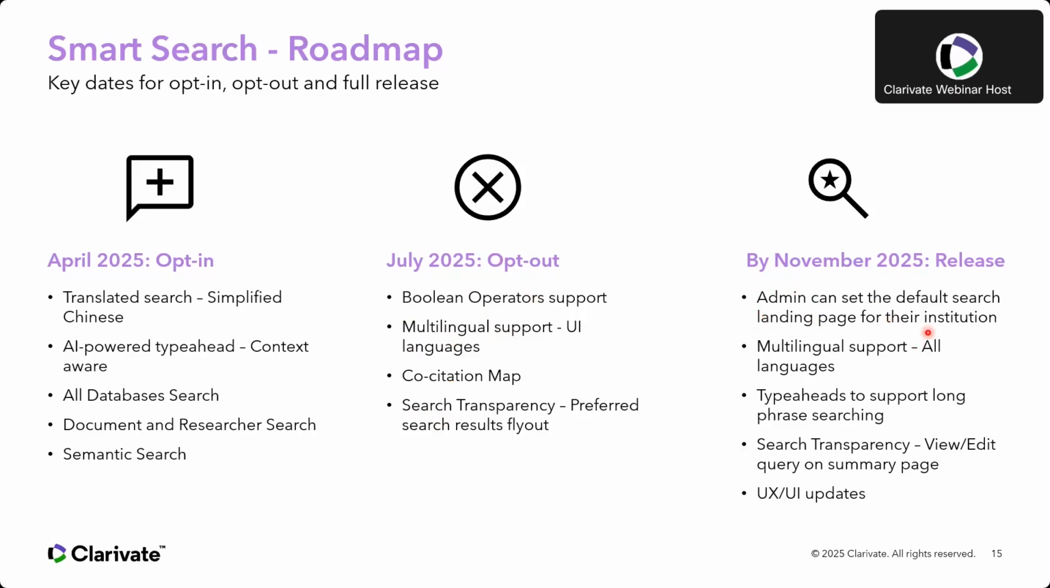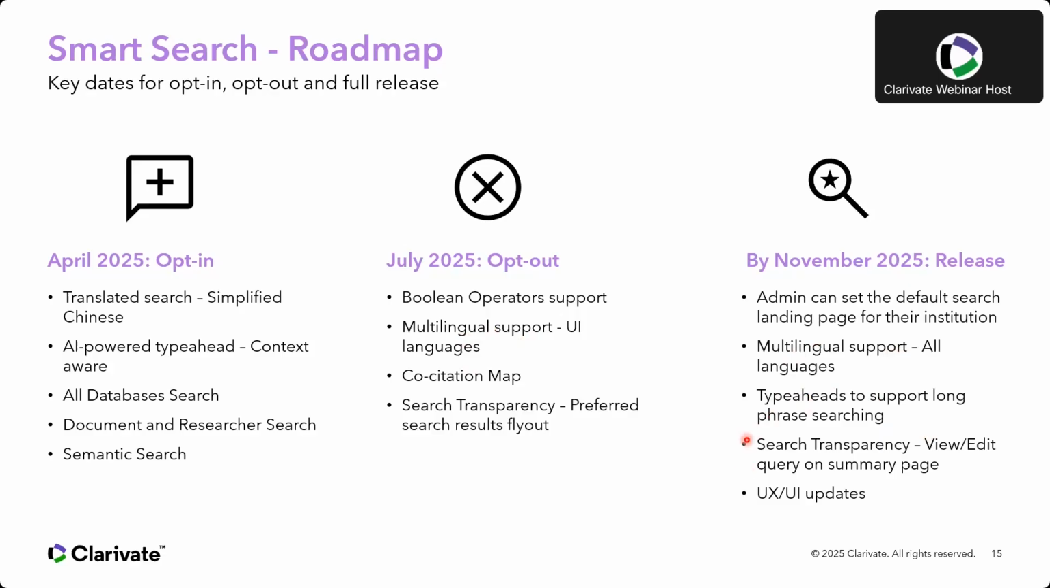Now the admin can set the default search landing page for their institution. They can decide what they want the researchers to use. All languages for multilingual, which was not the case at the beginning. That was only open for the UI languages, those languages that I mentioned earlier: English, Arabic, Chinese, Korean, and so on. But now it's supporting all languages.